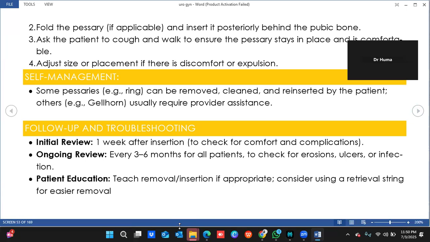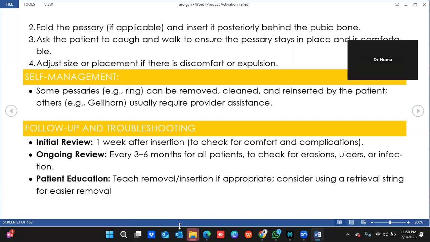At the follow up, you will check for any complication, any discomfort, whether she is fine and going well with it. Then on further review, after 3 to 6 months, to check for any erosion, ulcer, infection. There are many complications also. It can be an impacted pessary, it can cause infection, fistula, anything can be a complication.